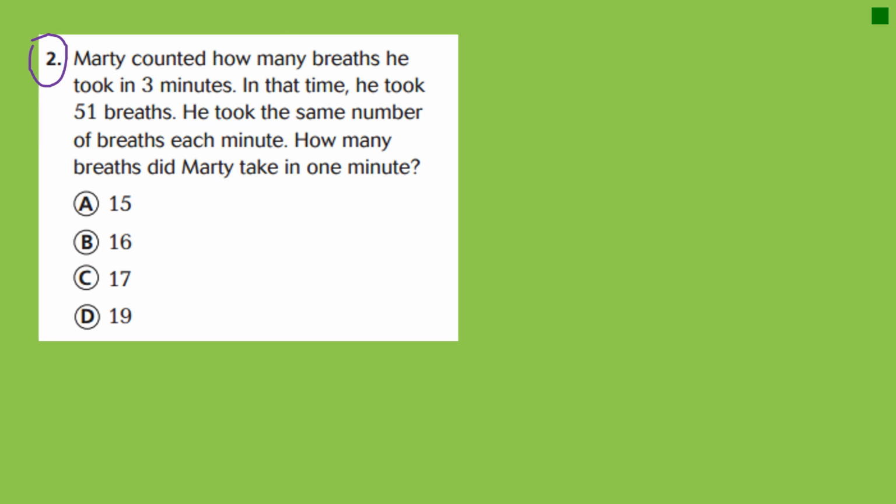So Marty is counting how many breaths he takes. For 3 minutes, he took 51 breaths, and he took the same number of breaths each minute. So how many breaths did he take in 1 minute? Well, this is such an odd problem, isn't it, boys and girls? I never thought about doing this. Okay, here's where we're going to record our division with the models.